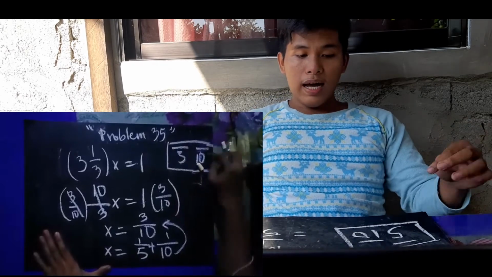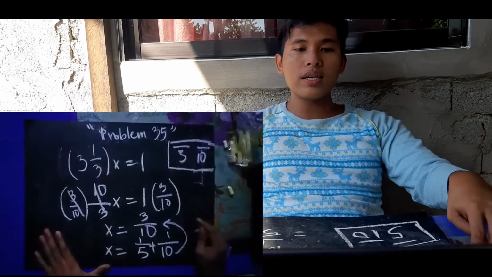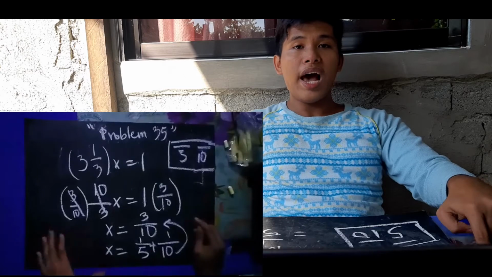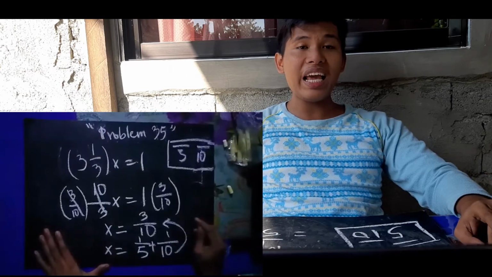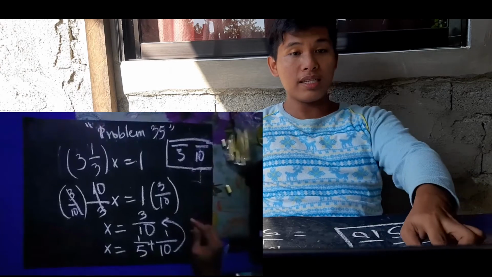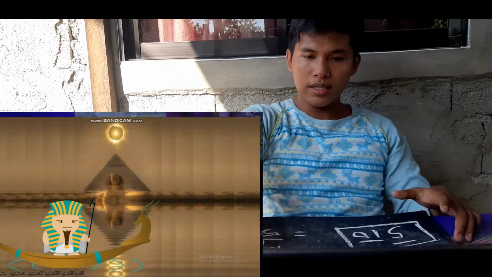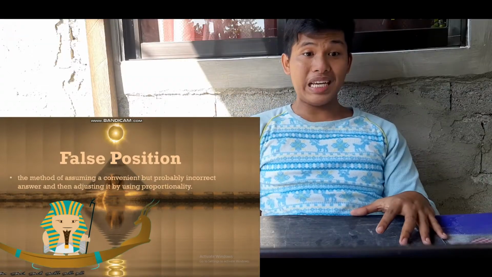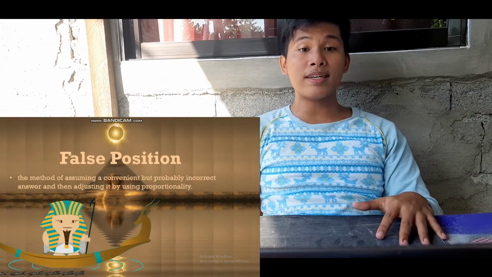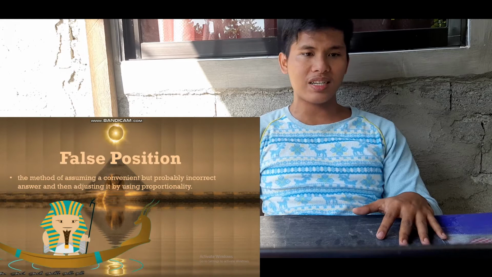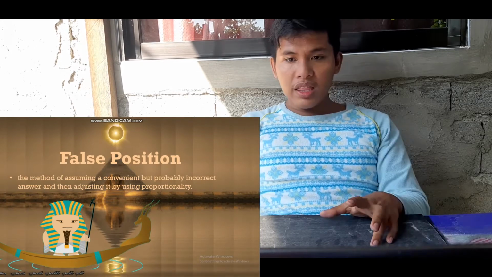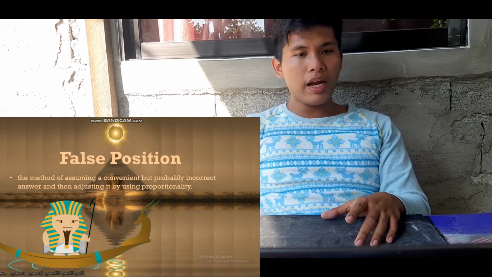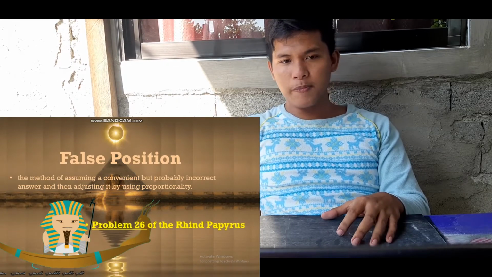So, as you can see, the Moscow Papyrus and the Rhind Papyrus help us to know that in ancient Egypt, this equation or this problem occurs. The next one is the false position. The false position is a method of assuming a convenient but probably incorrect answer and then adjusting it proportionally. In problem 26 of the Rhind Papyrus, they use this false position.